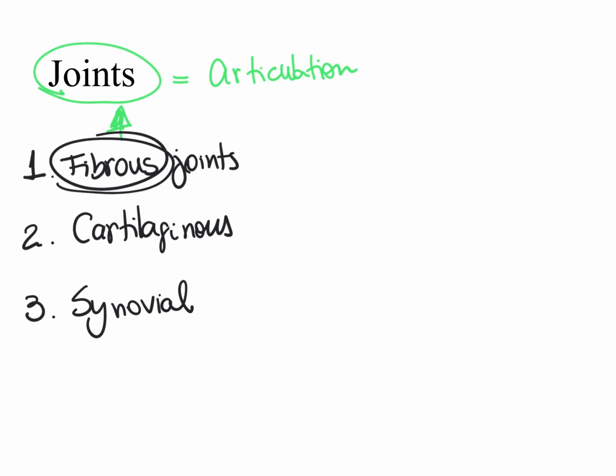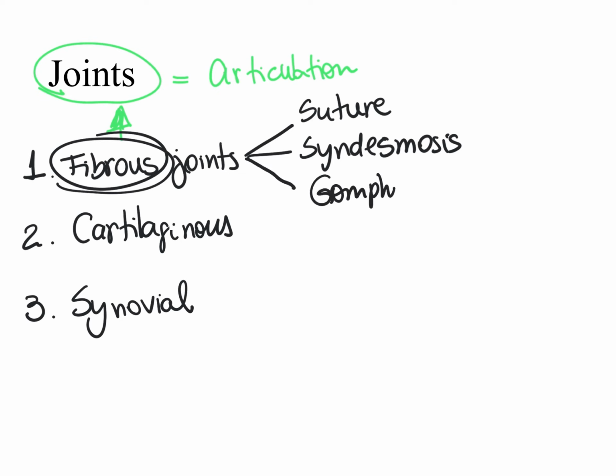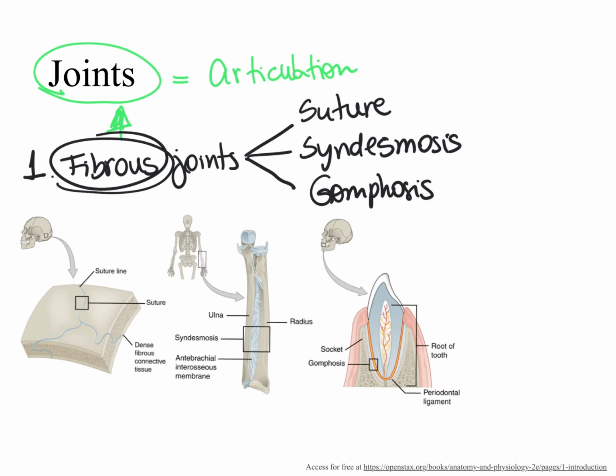bones in the joint. Depending on whether we have a very narrow fibrous joint or a wide, large band of fibrous joint between bones, we classify fibrous joints into different types. We have suture fibrous joint, syndesmosis fibrous joint, and gomphosis fibrous joint. A suture fibrous joint is characterized by a very narrow fibrous connective tissue between the bones in that joint, such as the sutures we have between our cranial bones.